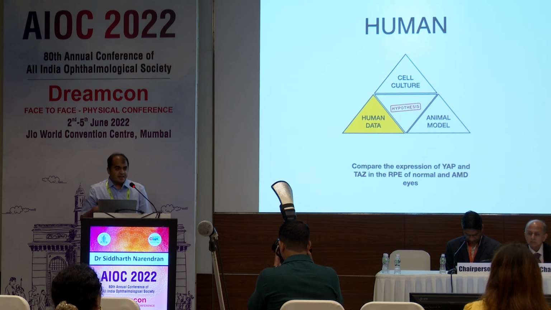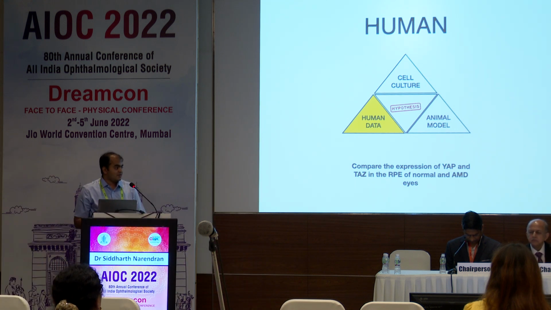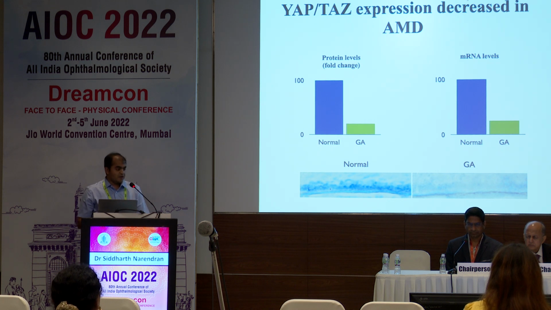So again, encouraged by both cell culture and animal data, we studied whether it matters in humans. We measured the expression of these two proteins in the RPE in donor eyes with AMD. As you can see here, YAP and TAZ expression was significantly decreased in the RPE in human donor eyes with AMD compared to normal human donor eyes.